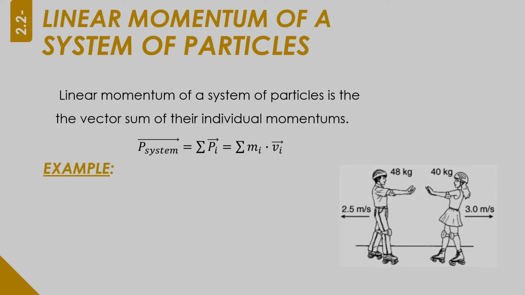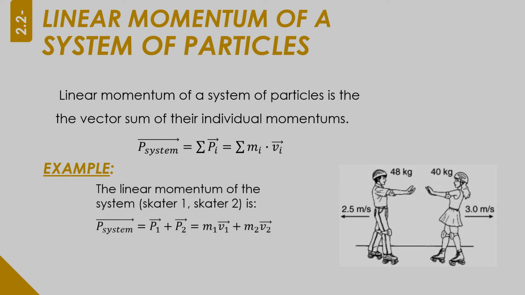As an example, if you look at the figure here, a boy and a girl are pushing against each other. Both are on their roller skates. Now, as they push, in order to calculate the momentum of the system made up of the boy and the girl, all we have to do is just add P1 plus P2. P1 is mv1, P2 is mv2.